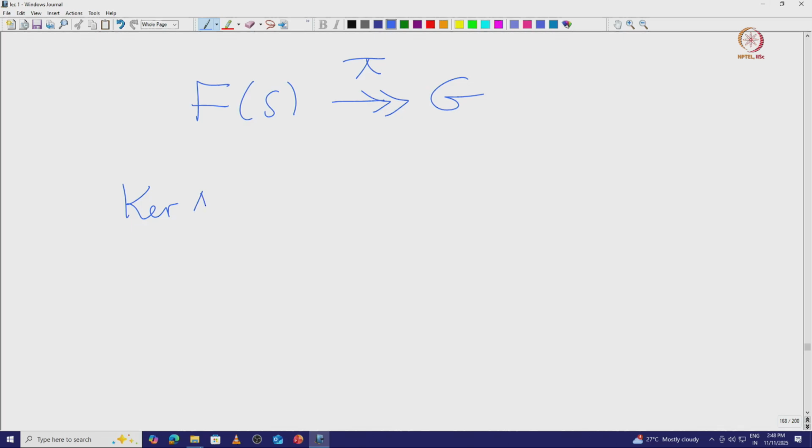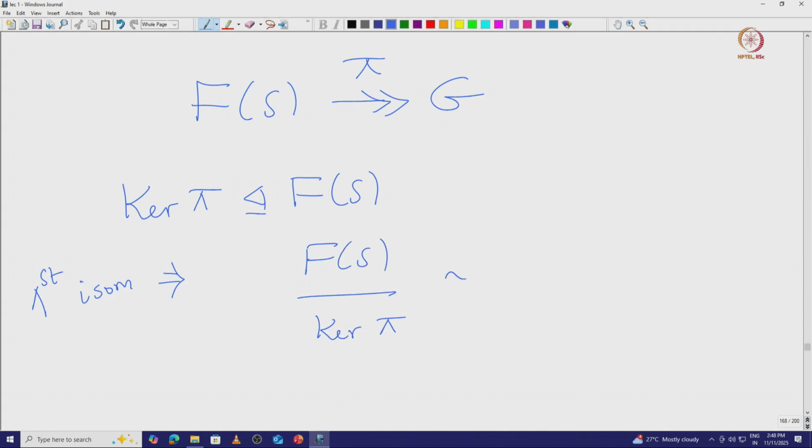The kernel of this pi is going to be a normal subgroup inside your f of s. Then using the first isomorphism theorem implies that this f of s modulo the kernel is going to give us an isomorphism between this quotient and the group G. But we can make sure that this kernel is indeed generated by some set of elements, and they are called relations among the generators of this S inside G. So, let us say the kernel pi is generated by some R.